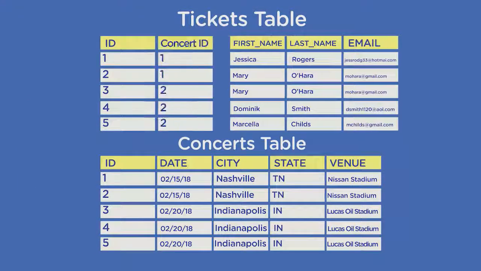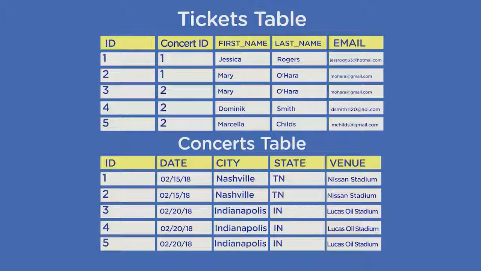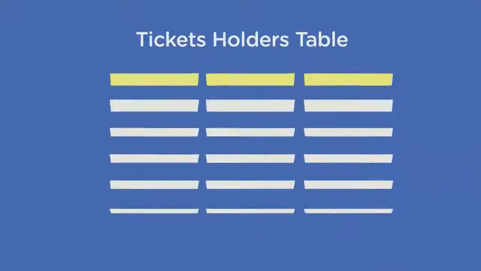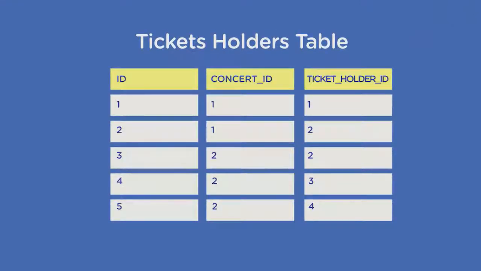Let's put the concert data in a new concerts table, and in the tickets table, let's replace it with a concert ID column. We can also have repeated data about who's buying the tickets. Maybe they're going to multiple concerts or just buying tickets for a group. Either way, we can save some more space by making a table for our ticket holders as well.